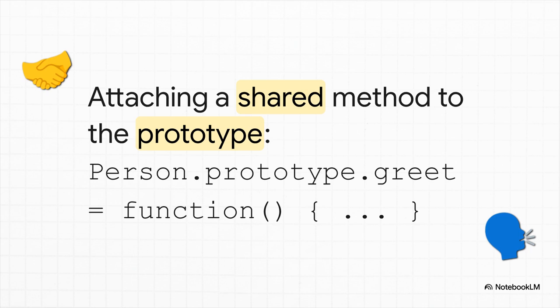Okay, now this is the most important part. Pay attention here. Notice we did not put the greet function inside the Person constructor. No. Instead, we're attaching it directly to this special object called Person.prototype. And that one move, that's the whole game. This ensures that every single object we create from Person will share this one single greet function. They're not getting their own copy. They're all pointing back to this one. This, right here, this is the blueprint in action.